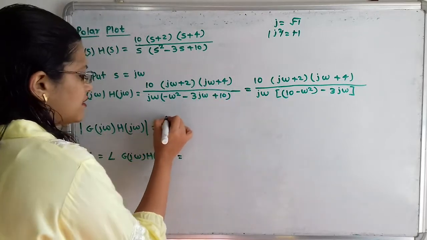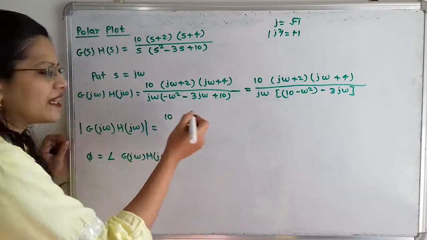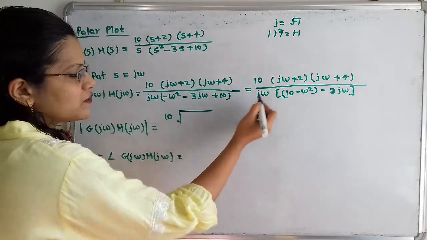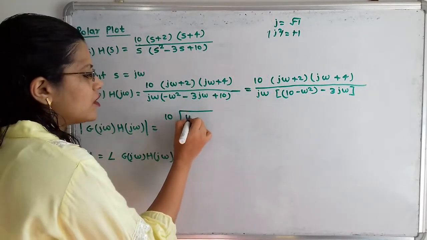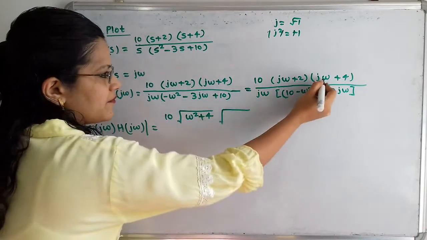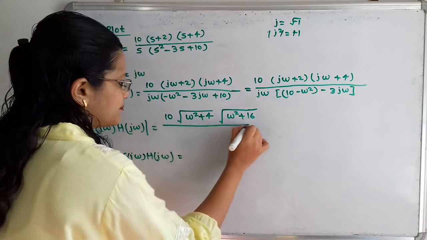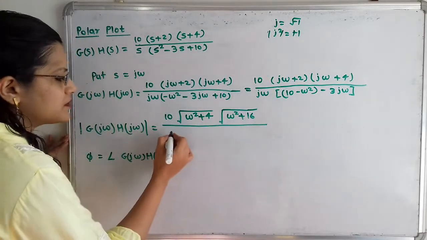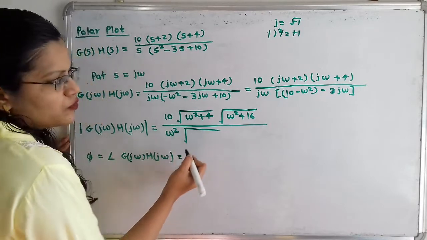Now first I will take here 10, then for this j omega plus 2, I have to take square root and square at the same time. So inside the square root I have to take j square omega square, but modulus of j square is plus 1, so I will take omega square plus 4. Now for the second term, in the same way, omega square plus 16 divided by, again j square omega square. So here modulus of j square is plus 1, so I will take omega square. Then for the next term, square root of.